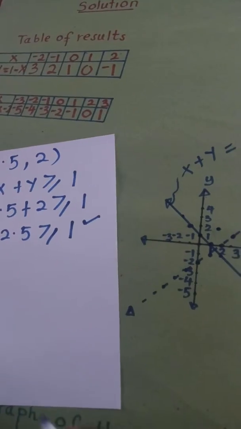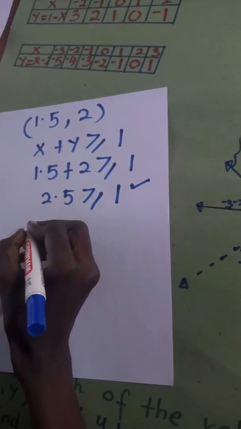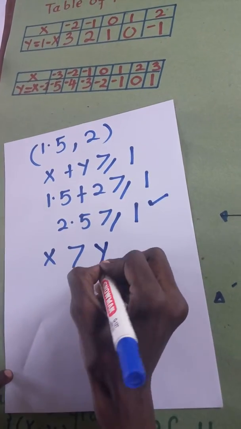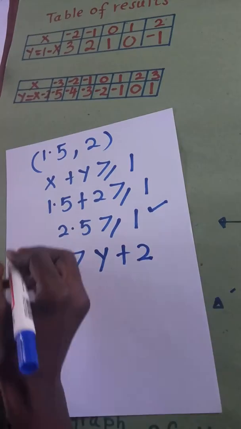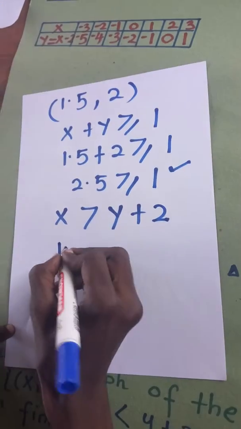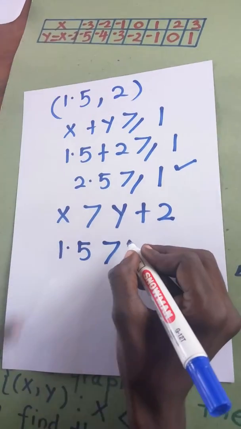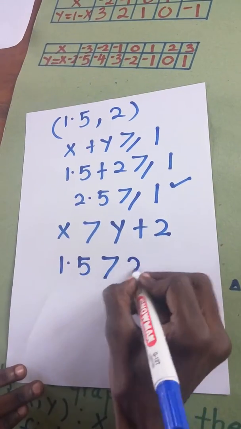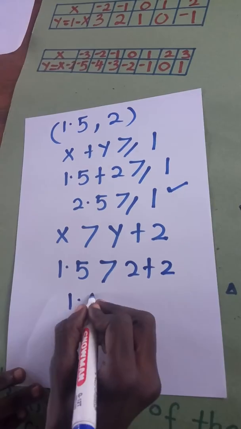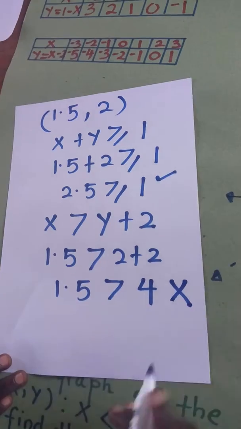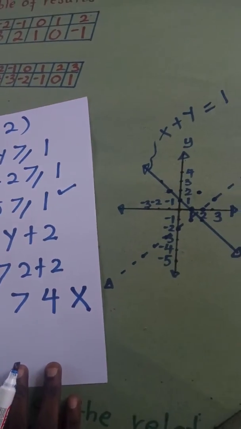Okay, in the second inequality, x is greater than y plus 2. So this is 1.5 is greater than y, which is 2, plus 2. So it is 1.5 is greater than 4, which is not correct. So this region is not satisfying our relation.